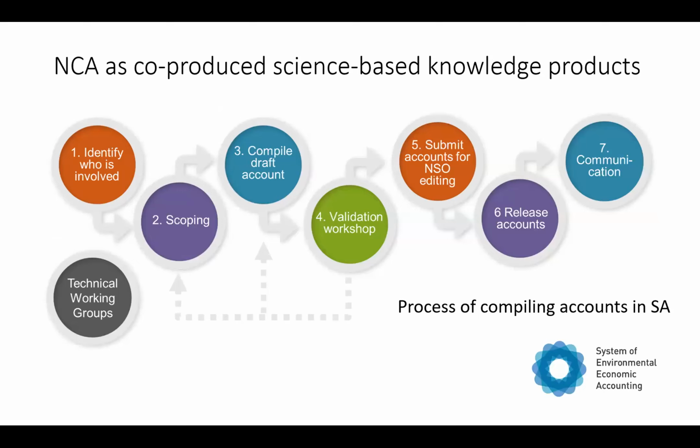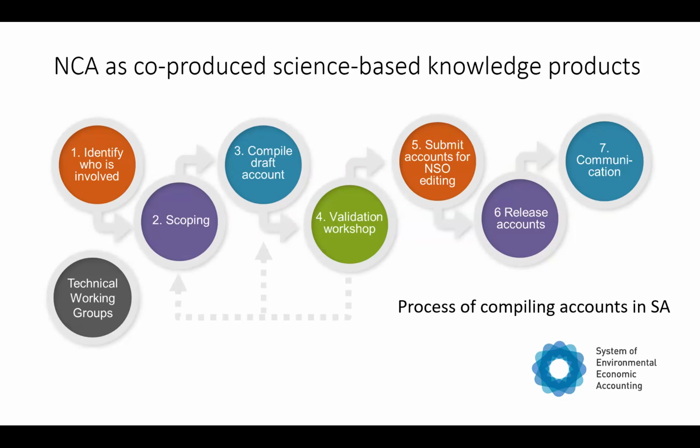So natural capital accounting does result in co-produced science-based knowledge products, especially if the process is led well. This is a schematic of the process that we follow to compile natural capital accounts, identifying who is involved in terms of data owners, compilers, and users of the accounts, and users being those involved in policy and planning. Then there's scoping, compiling the draft accounts, and the validation workshops. Before that, we set up a technical working group that involved those different role players.